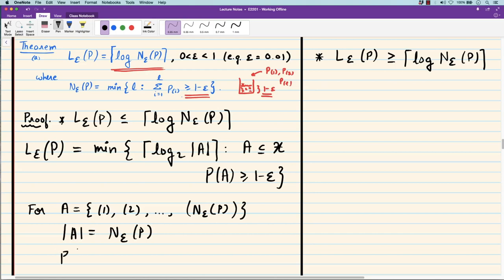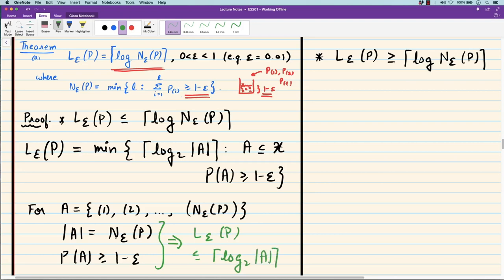Also, the probability of this subset A by definition here is greater than or equal to 1 minus epsilon. So this implies that this gives you that. So if you look at all these observations here, this implies that L epsilon p can only be smaller than, which is exactly equal to this guy here. So this is the first part of the proof. So we have shown this part. It's actually quite obvious once you define this subset.